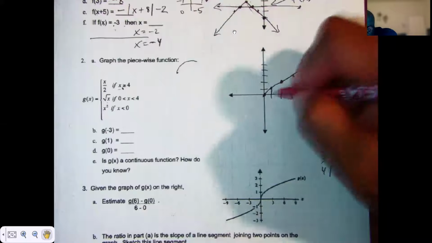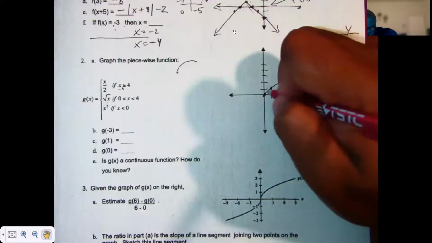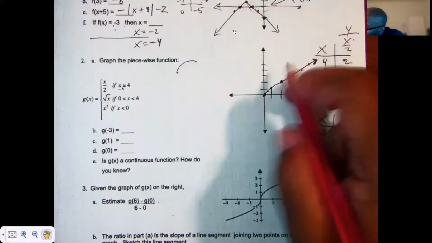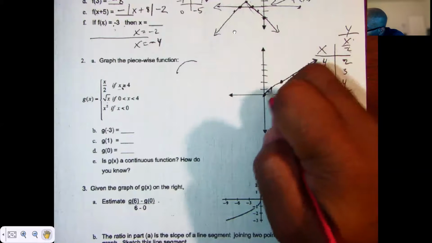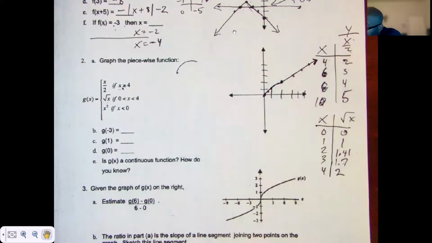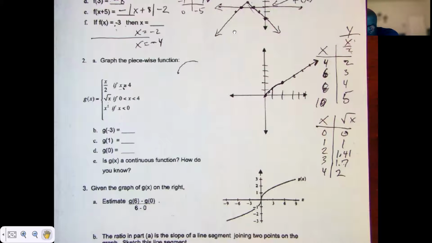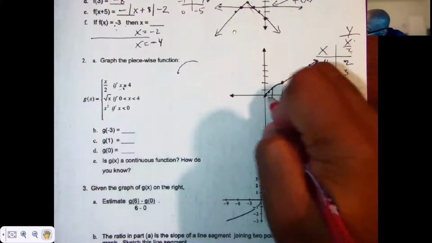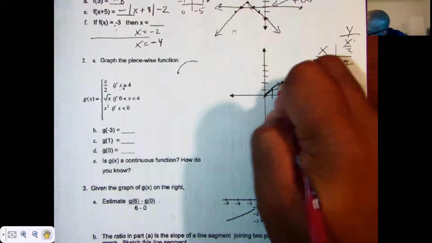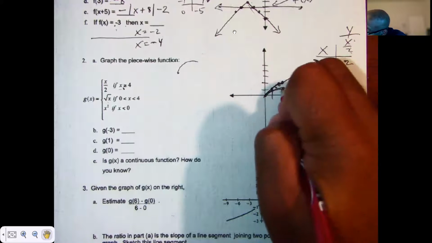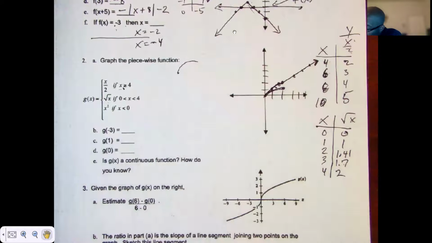Let me take that back because this is going by 2s. So this is 1, 1. So it really does something like this. Well, no, it doesn't. I'm going crazy. It does this. It never touches that. It goes here. Okay.